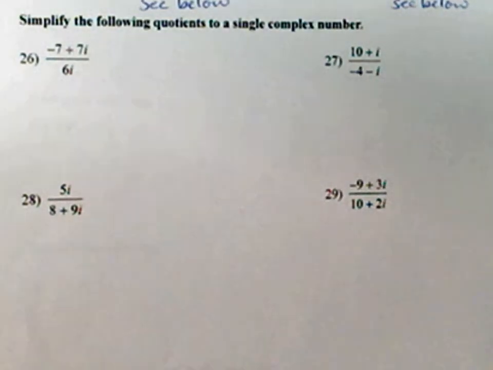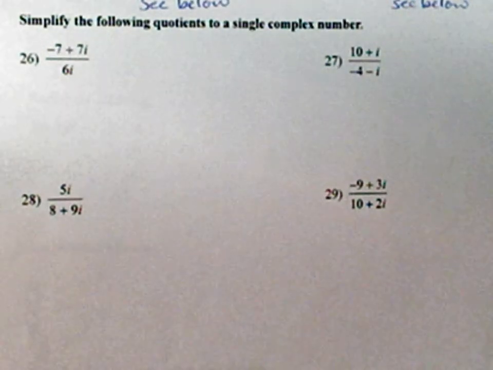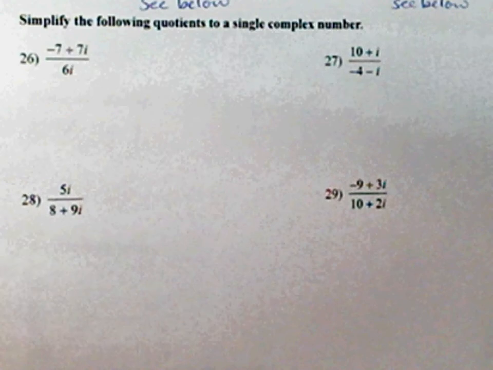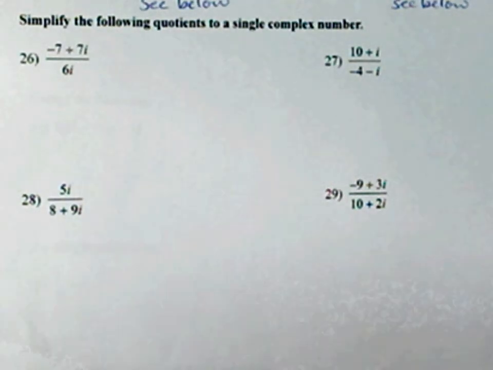Come back to Unit 2, Test Review. This is number 26 to 30. We are going to be simplifying the following quotients to a single complex number. So you are going to be using your conjugate, okay?